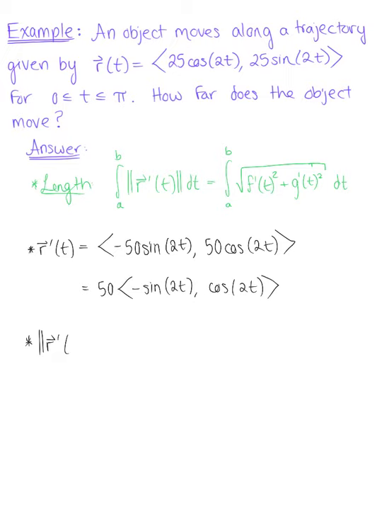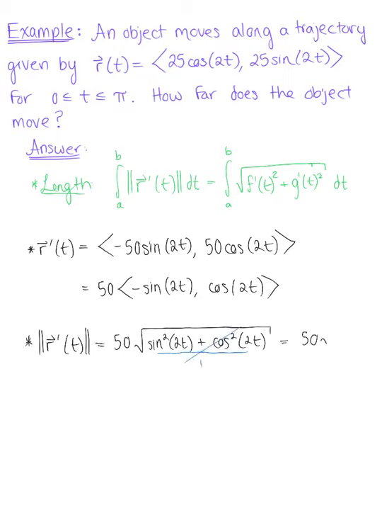So the magnitude of the tangent vector is equal to 50 multiplied by the square root of minus sine of 2t squared. So you end up with sine of 2t squared plus cosine of 2t squared. And we're excited because we recognize Pythagorean's theorem here. We know that that simplifies to 1. So we have 50 times the square root of 1, or simply 50. And so we are now ready to go ahead and evaluate.